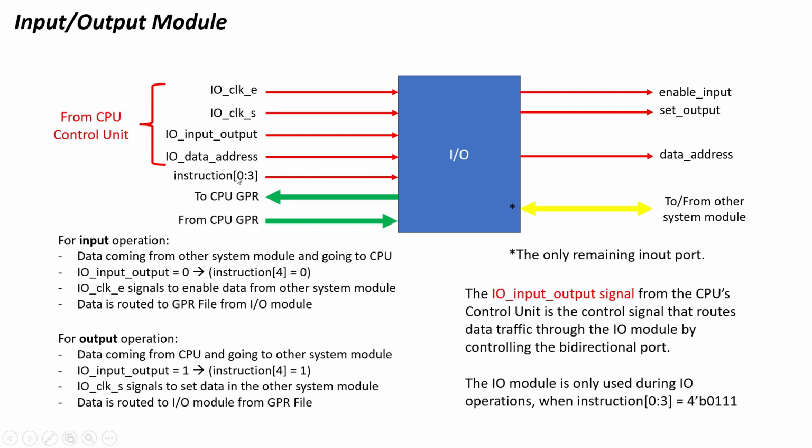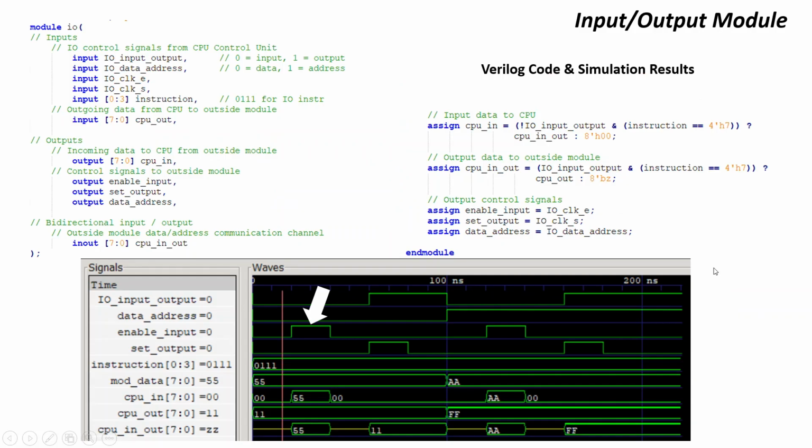Also the instruction, the first 4 bits of the instruction, because this will be reading IO input output, will be a 0 because there's a gate there now, and I wanted to make sure that only the IO modules are activated during the IO instruction, which is 4 bits of binary 0, 1, 1, 1. Here's the code for it.